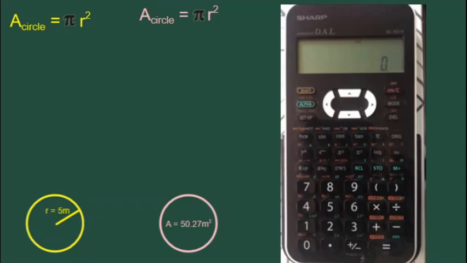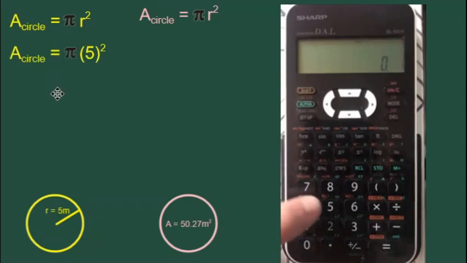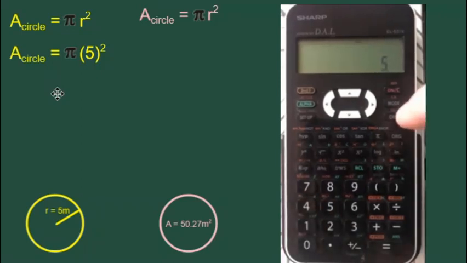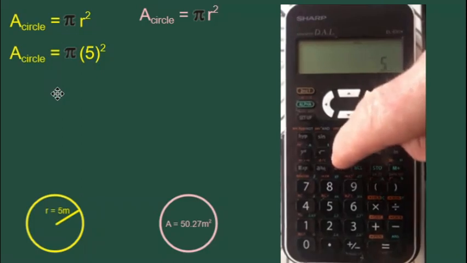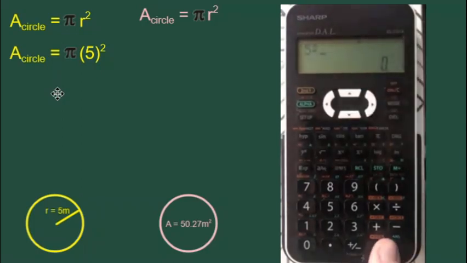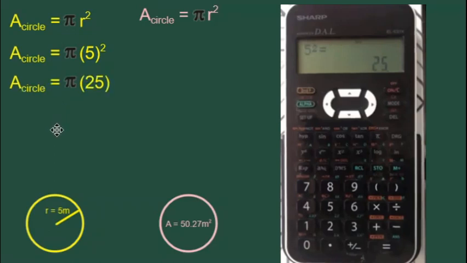We plug the 5 into its position in the formula, and we have to know its square. We press 5 in the calculator, and then x squared and equals. We have 25. We replace the 5 squared with 25 in the formula, multiplied by pi, and we have our area.